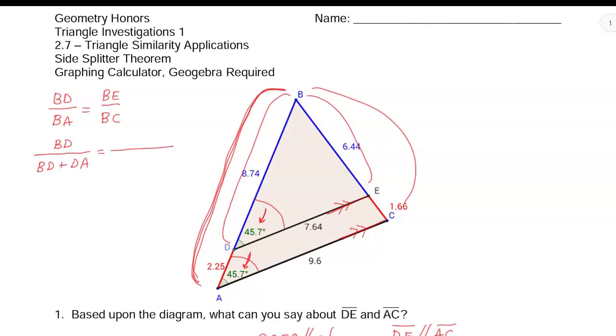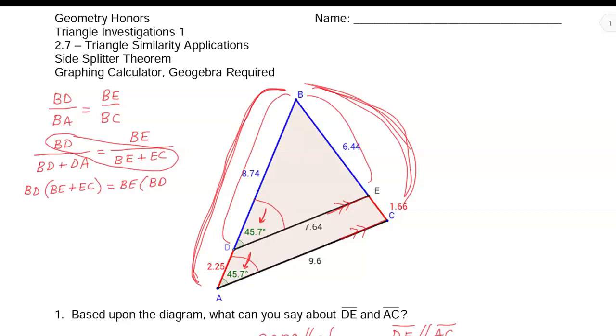Then I'm going to do the same type of thing on the other fraction. So I'll leave the top alone, but the bottom BC can be rewritten as BE plus EC. So just look at that on the right-hand side. You see that BC is BE and EC put together. Okay, now I'm going to do an algebra move. I'm going to cross multiply. So going on this diagonal from the top left to the bottom right, I would multiply BD times BE plus EC. And then multiply on the other diagonal, I would get BE times BD plus DA.